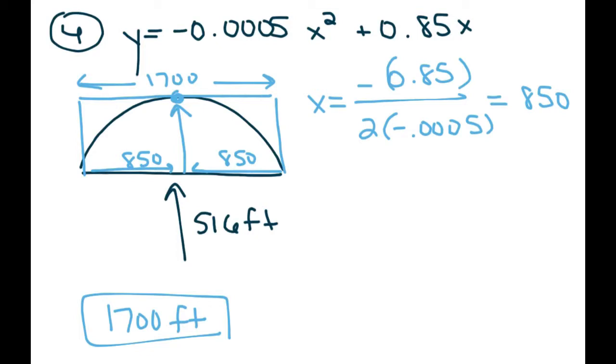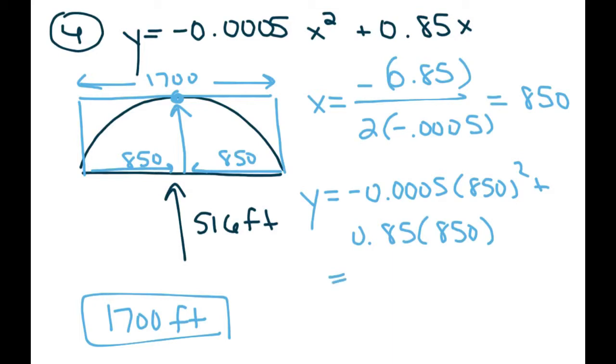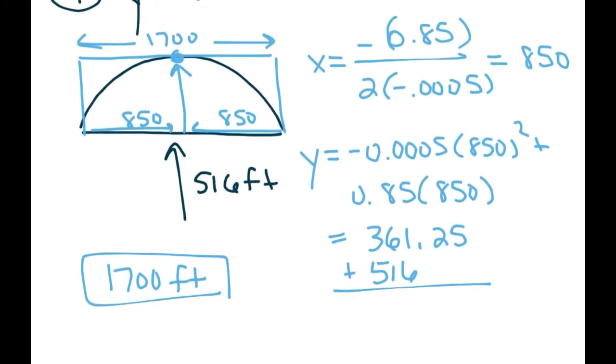Now let's continue finding out how high above the river the road is. So we're going to plug in 850 back for x. And we're going to find out that it's equal to 361.25. But the thing is, that's not the height above the river. That's the height along a horizontal line connecting the base of each side of the arch. So we have to add 516 to that in order to find out exactly how high above the river the road is. And it turns out it is 877.25 feet. Oops, sorry.